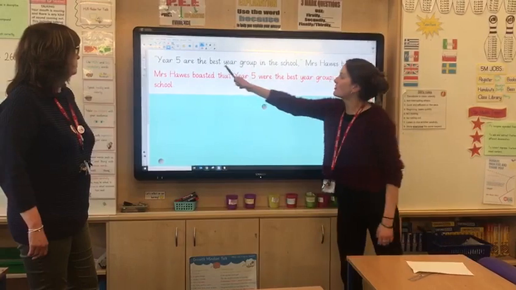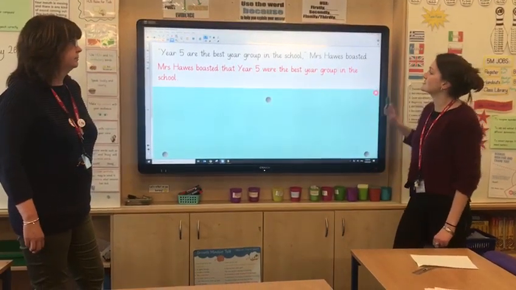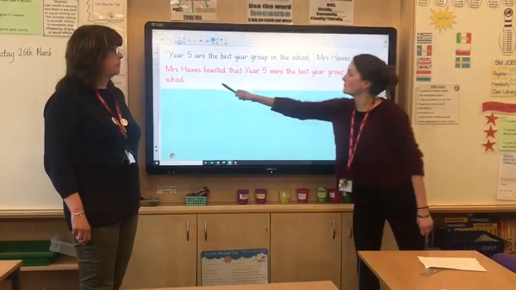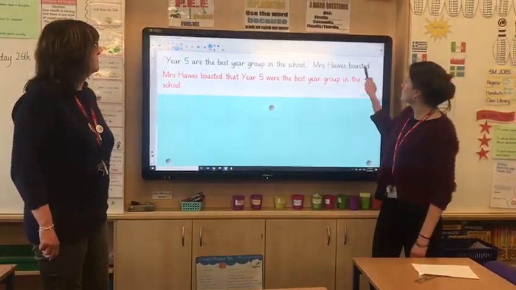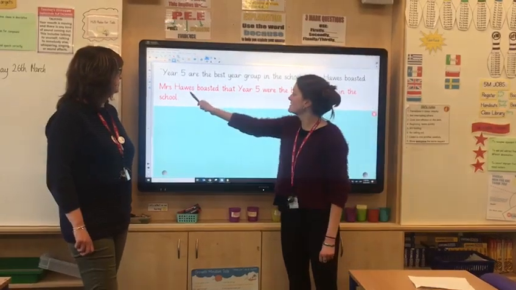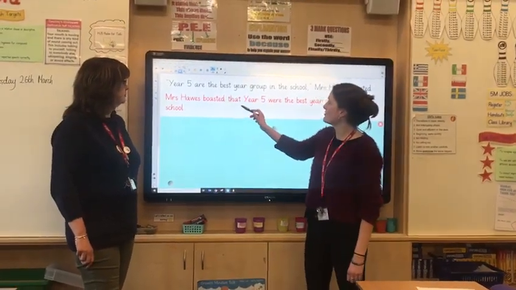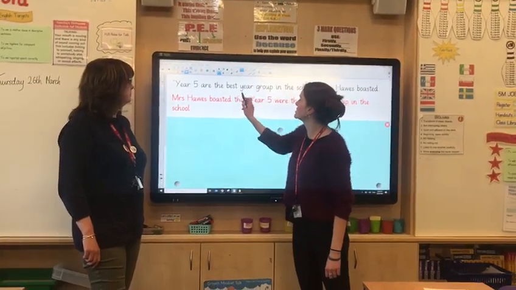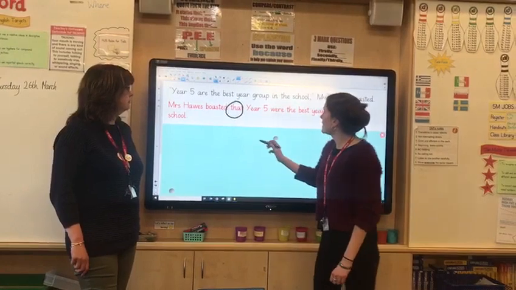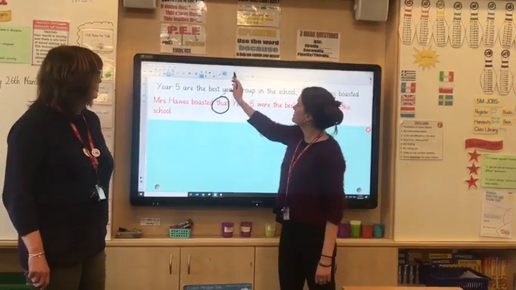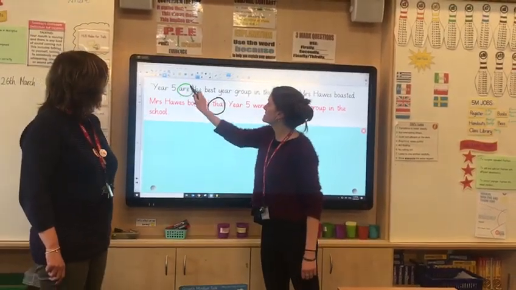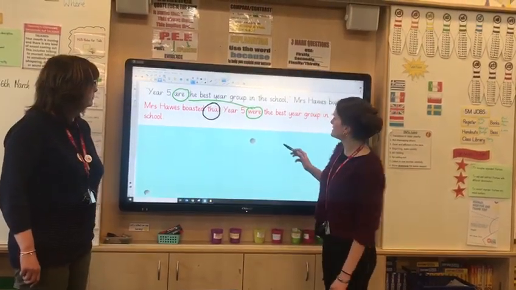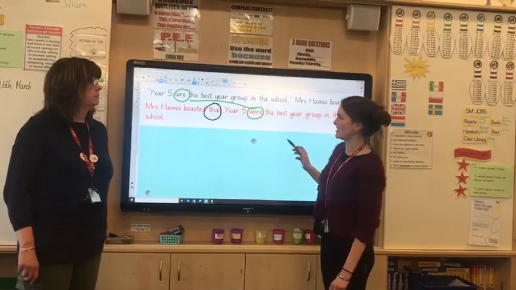"Year 5 are the best year group in the school," Mrs. Hawes boasted. Mrs. Hawes boasted that Year 5 were the best year group in the school. So here we have moved the speaker to the front of the sentence. After our synonym for said, we have included our magic that. We have also changed the present tense into the past tense. And for this sentence, that's all we need to change.